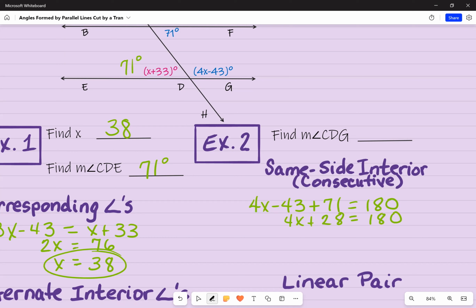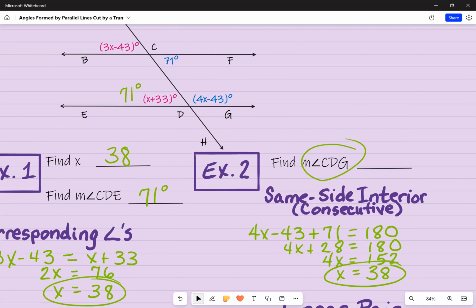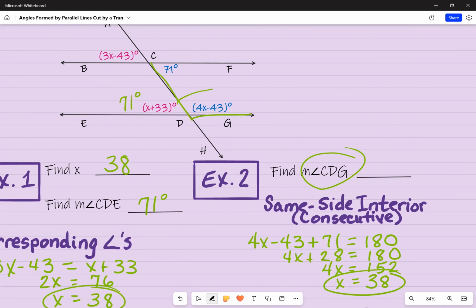And now I want to subtract 28 on both sides. So 4x is equal to 152. And then I'm going to divide both sides by 4, which leaves me with that same x, which is 38. Again, once you find your x, it's going to be the same thing. So now it depends on how I was looking at this. If I'm asked to find the measure of angle CDG, again, angle CDG is this angle right here.